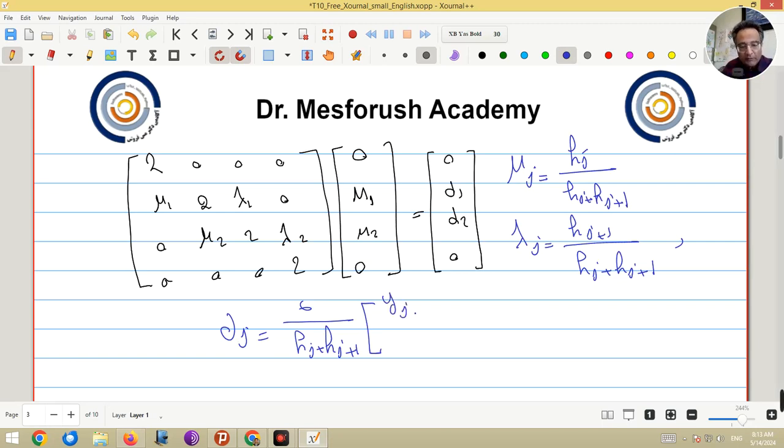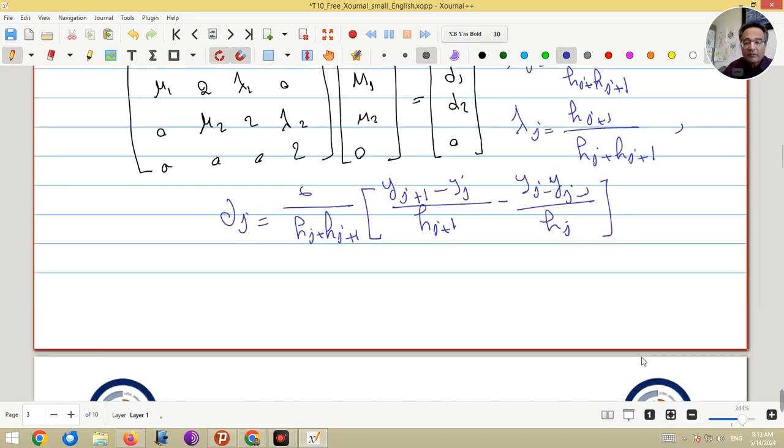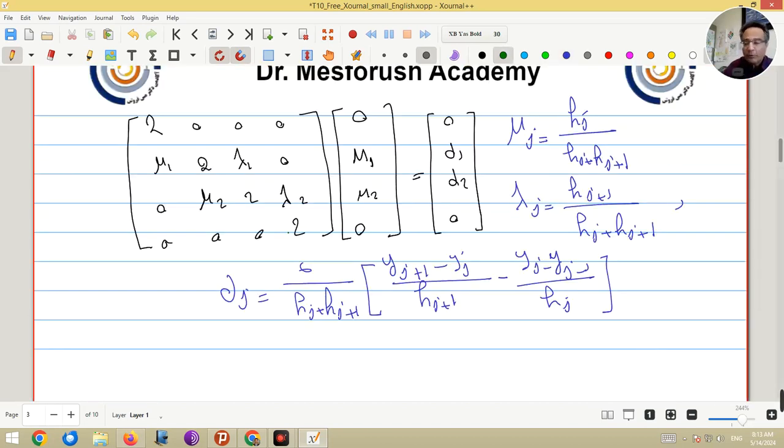So here I will have yj plus 1 minus yj over hj plus 1 minus yj minus yj minus 1 over hj. Okay, so by this formula you can compute the values for mu 1, lambda 1, mu 2, lambda 2, d1 and d2. How can we compute it?